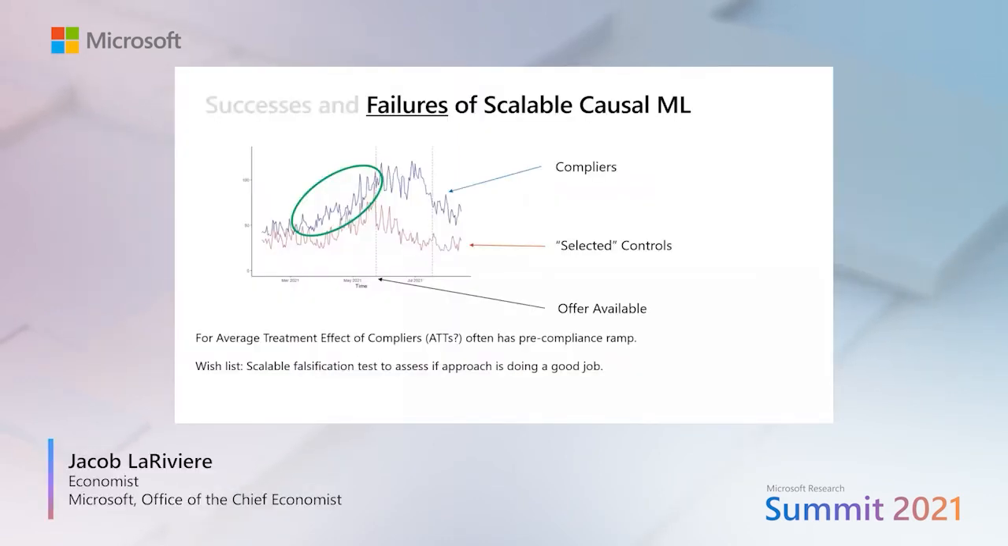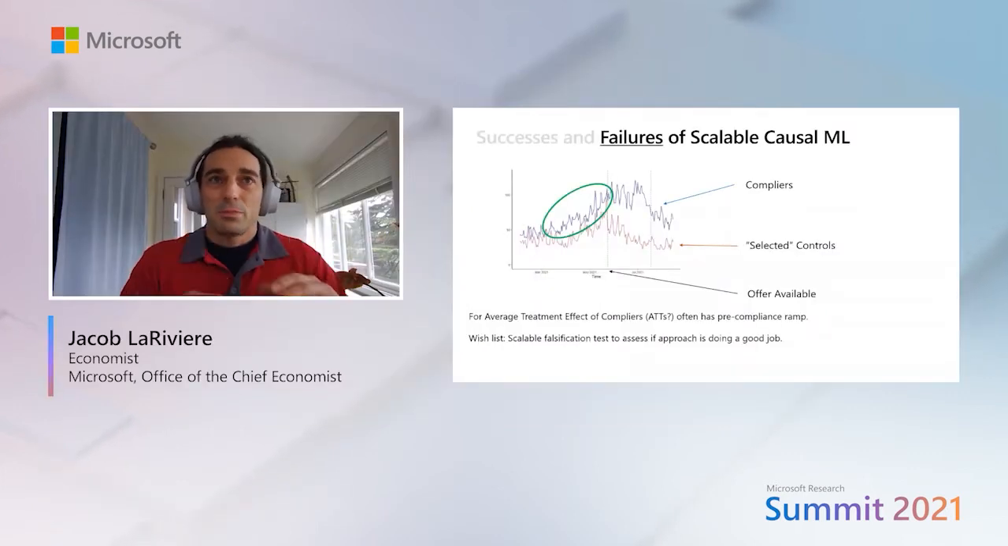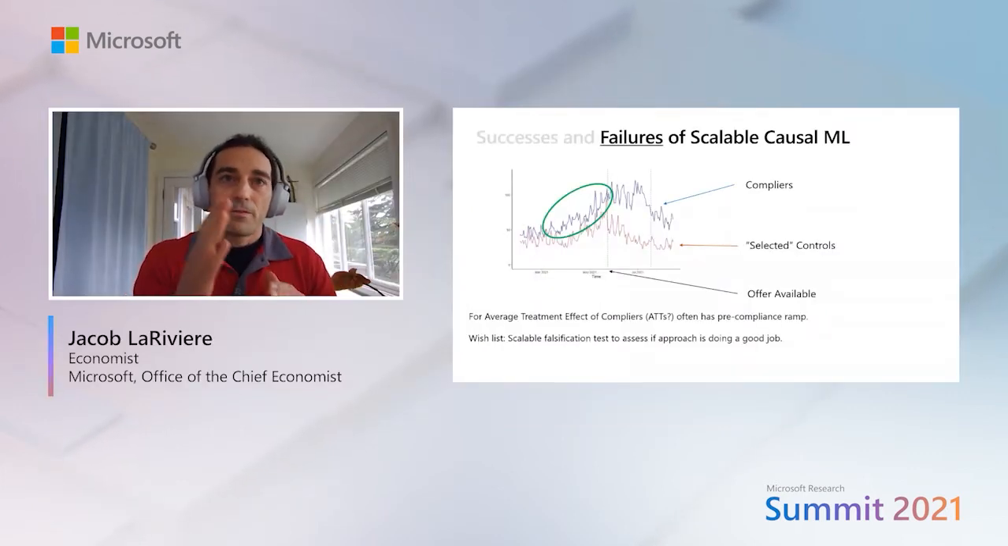In this graph, you can see them in blue. Then you're going to mine through all your folks and try to find some selected controls. And you're going to try and match them up, look at the difference after the offer is available, compare compliers to your selected controls and see how you do.